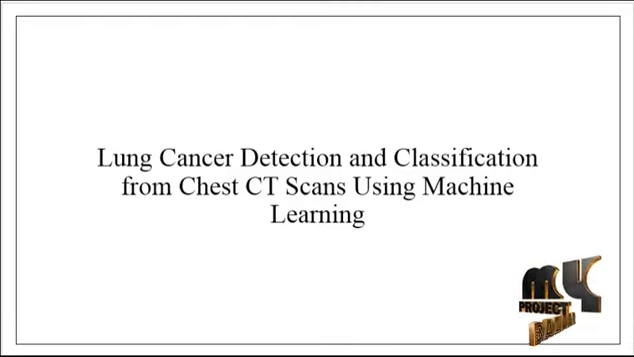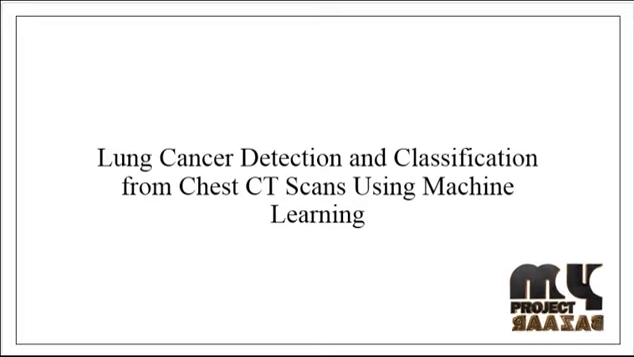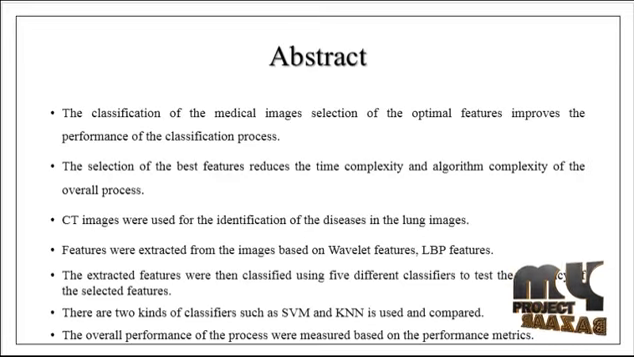Now we are going to discuss the project lung cancer detection and classification from chest-CT scans using machine learning. Now we are going to discuss the abstract of the process. In the classification of medical images, selecting the optimal features improves the performance of the classification process. The selection of the best features reduces the time complexity as well as the algorithm complexity of the overall process.